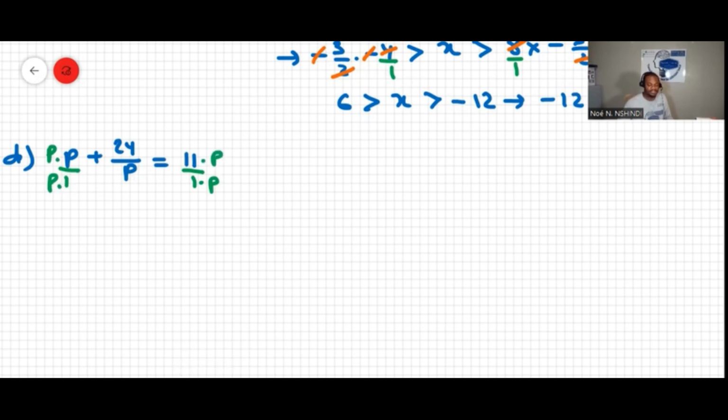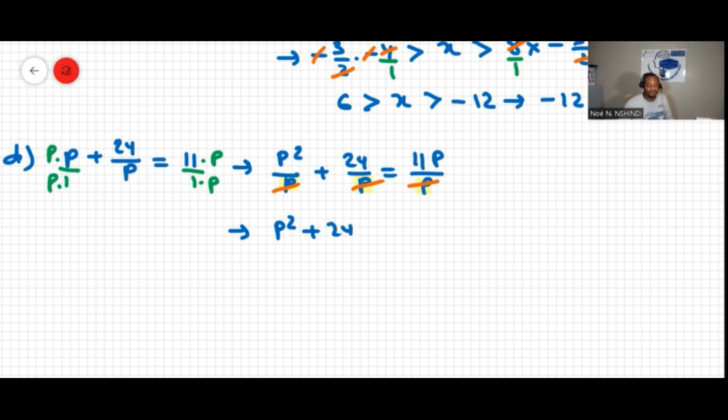Now this will become what? P squared over P plus 24 over P equal to 11P over P. Now the fact that the denominators are common in this equation, we can just drop the denominator and then equate the numerator. So this will become what? P squared plus 24 equal to 11P. So we can move the 11P over. That makes P squared minus 11P plus 24 equals 0.